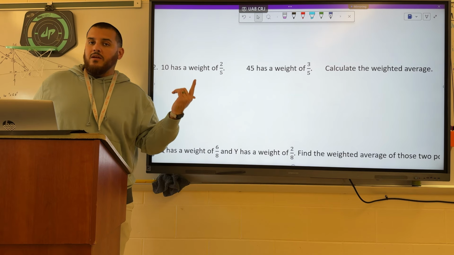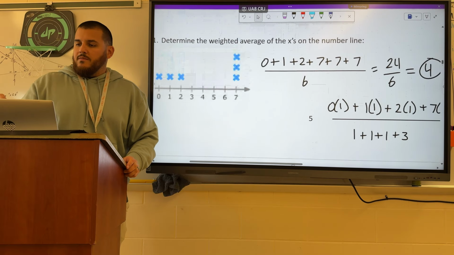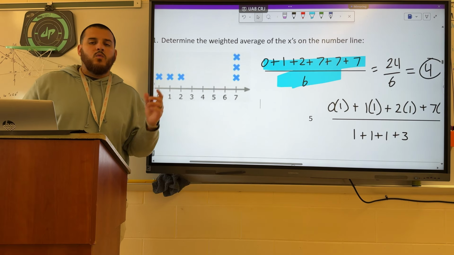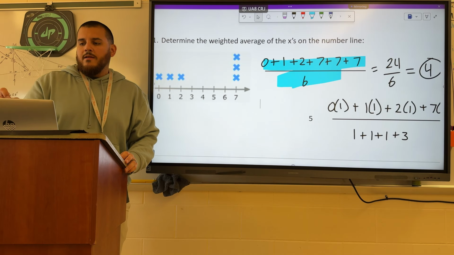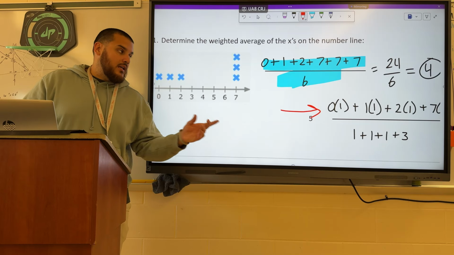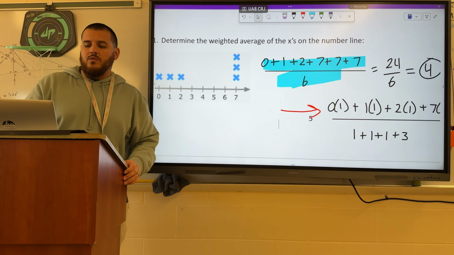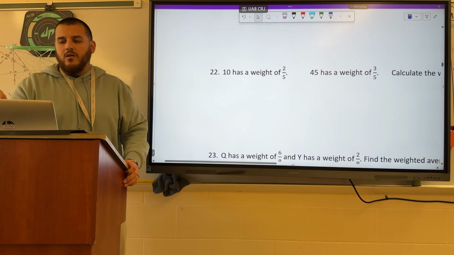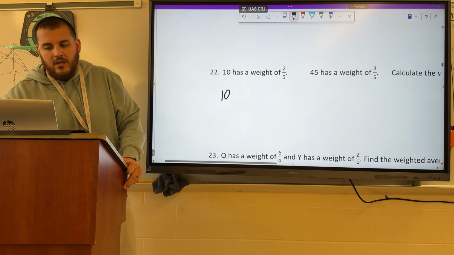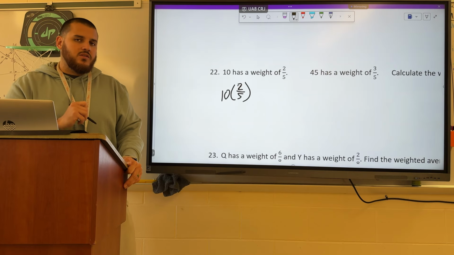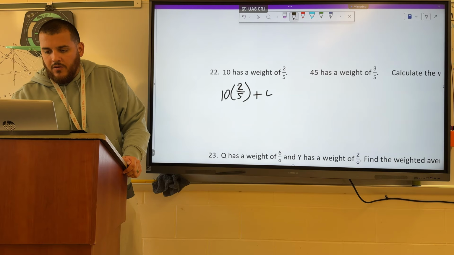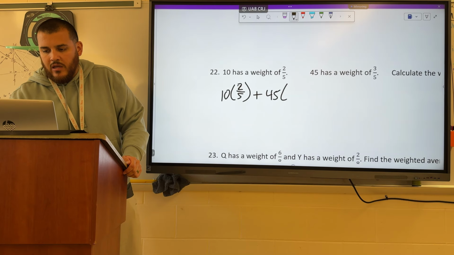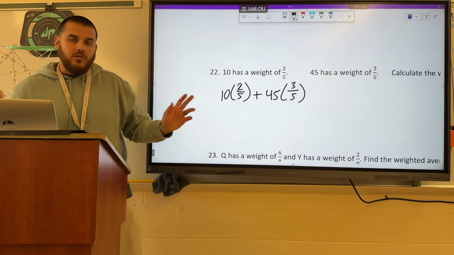So this cannot be written the way that we did this up here because of the weight. I don't have just one of the numbers, I have a fraction of the number. This is where writing and setting up our weighted average this way is going to be useful for us. So again, let's follow. We're taking the coordinate, the value of 10, and we're multiplying it by its weight. In this case, it's a fraction of 2/5. We're adding that to our next coordinate, 45, multiplied by its weight. Those are our only coordinates.